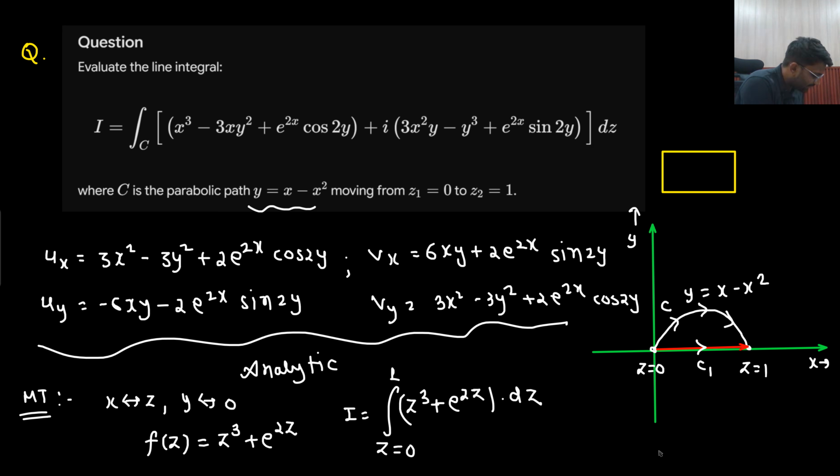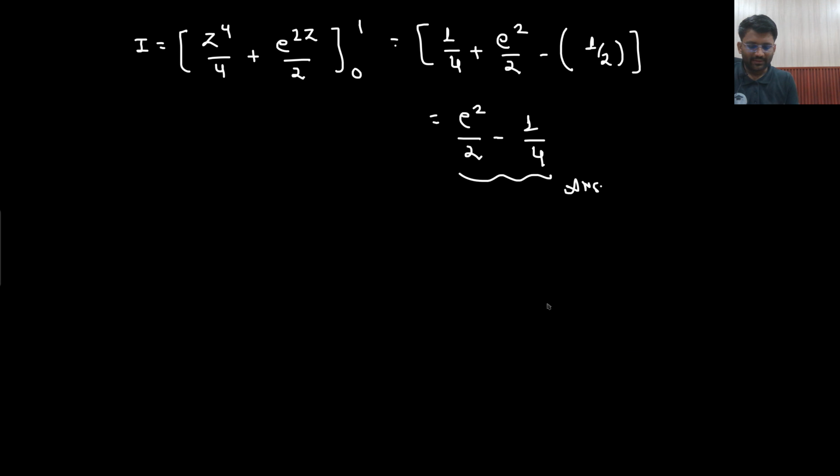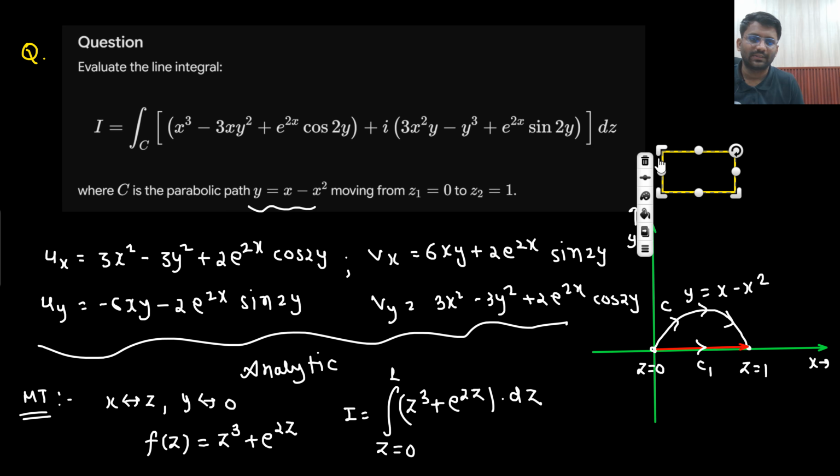What is the answer that we will be getting? e square by 2 minus 0.25. e square by 2, that is 7 point something, I guess. e square by 2 minus 0.25. So yes, 3.44. That's the answer that we are getting. Okay, so what is the answer? The answer is 3.44. Understandable? So this is for those students who are very smart.